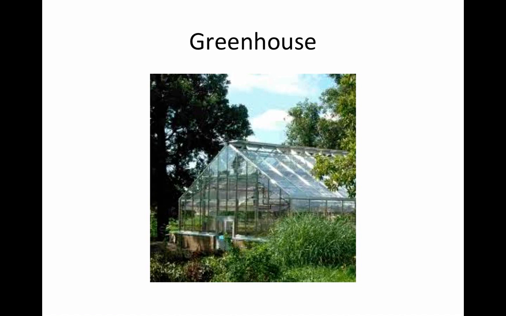A greenhouse is a building that looks like this one, in which people try to grow plants. Now, the idea behind a greenhouse is that sunlight and heat can go into it, but once the heat goes in, it traps it. So you can essentially grow plants outside in this greenhouse even during the cold winter months.